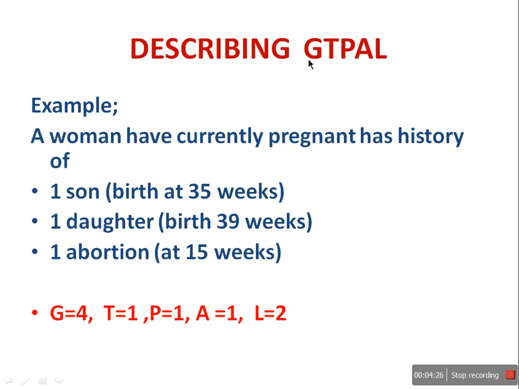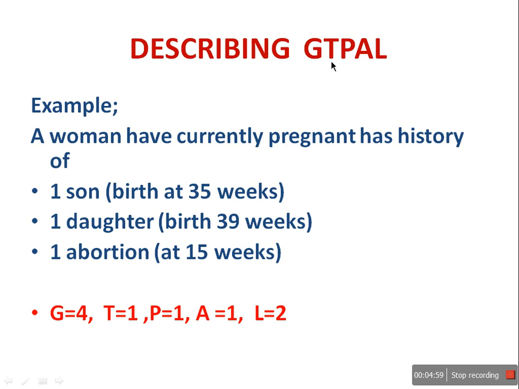First we will take G. G means gravida. Gravida means pregnant. How many times was the lady pregnant? She said she had one son, so one pregnancy. Then one daughter, so 2 pregnancies, then 1 abortion, so 3 pregnancies, and she is now also pregnant, so she is pregnant for 4 times. So G, gravida, is 4.